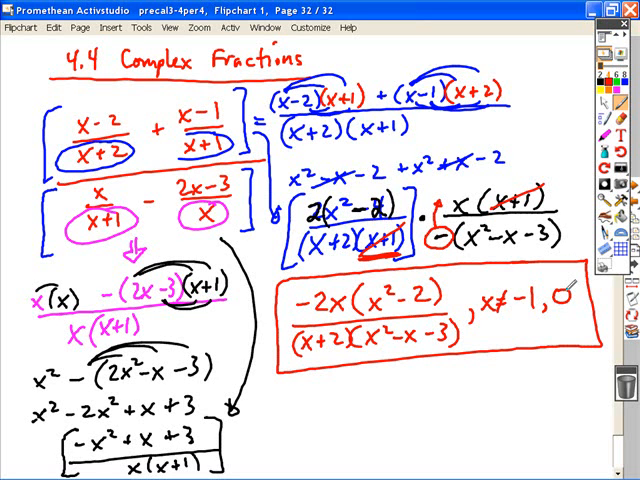All right, so you can see this problem right here kind of incorporated every single thing that we've done so far in this chapter as well as a little bit from the previous chapter.